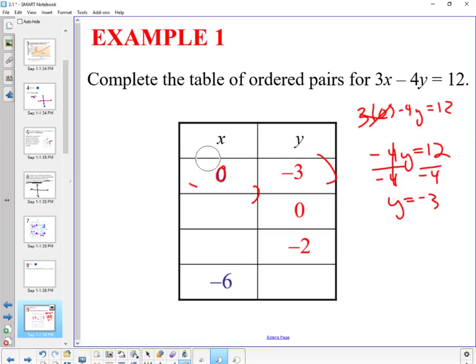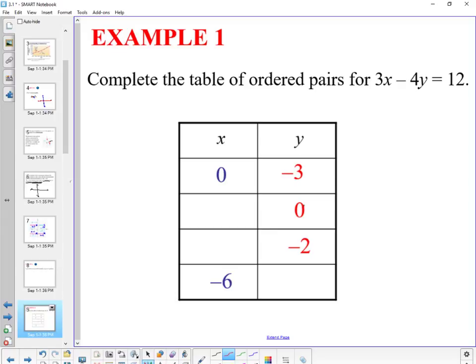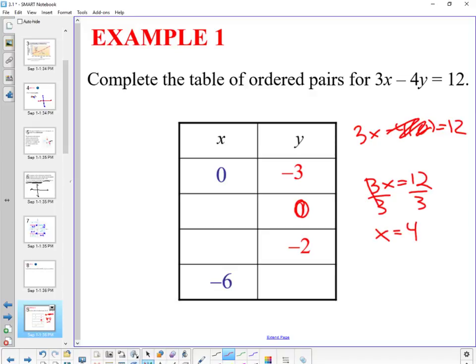And if we want to find the other corresponding part, then I should just use this. Then we'll do the same thing by plugging in for the y value. So I've got 3x minus 4 times 0 is equal to 12. I know this is going to drop out of the picture, which is going to give me this bit. And I find that the corresponding x is going to be a 4. So there's my 4. Go ahead and find me the x that corresponds to negative 2 on the y, and the y that corresponds to negative 6, please.